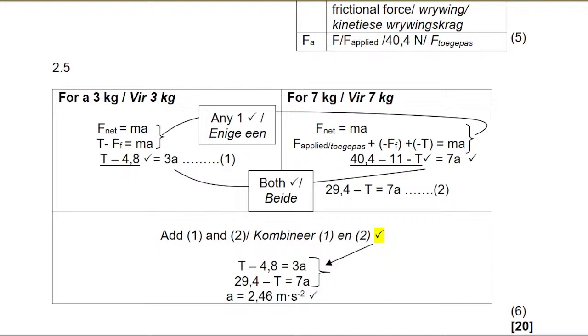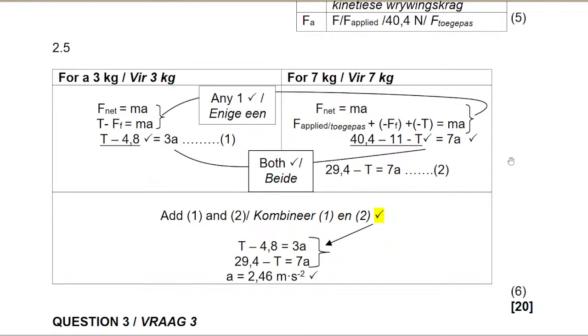I hope we are still together. And that will be the end of question 2. But the total for question 2 is now 20 instead of 18. I hope so far everything is clear. If there is any question, maybe we can address it right away.